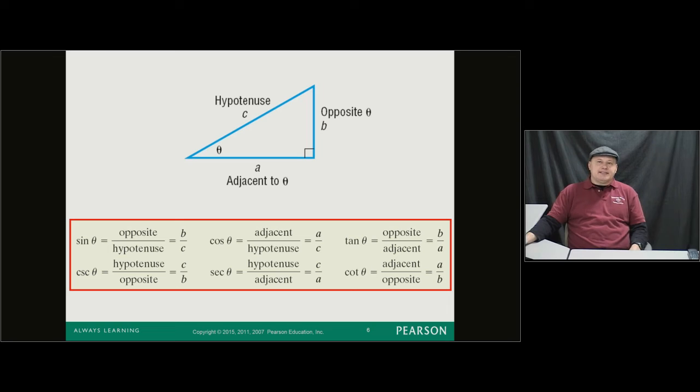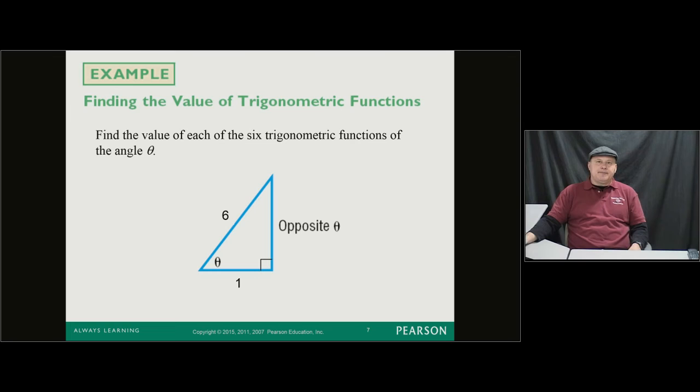But like I said, there are 6 ratios that you can compare one side of a right triangle to another, and that's why there are 6 trig functions. Simple as that. Okay, so let's look at this next example here. We're going to find the value of each of the 6 trig functions based on theta.